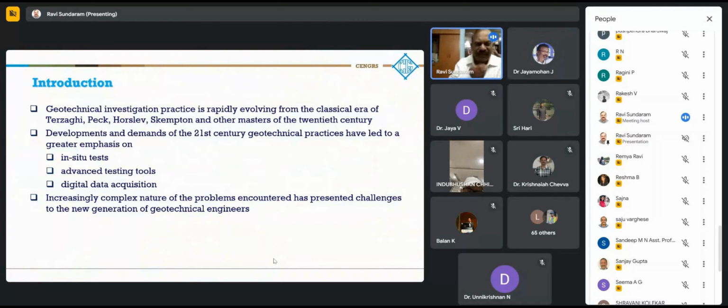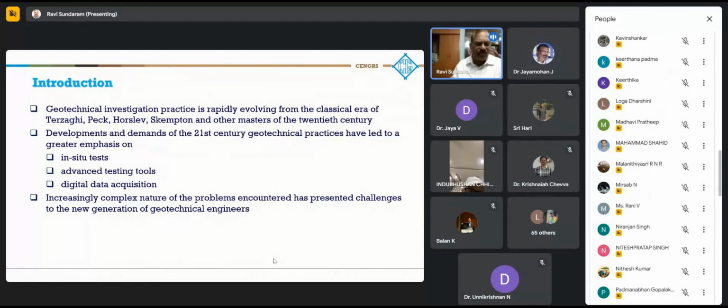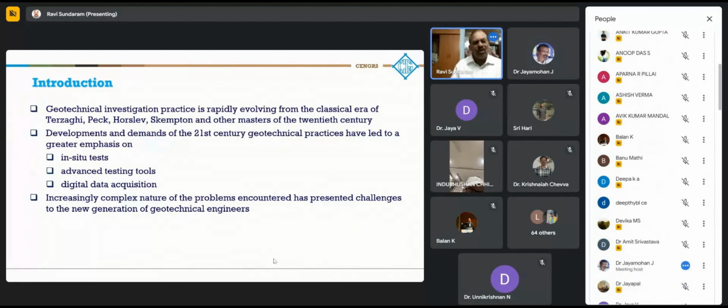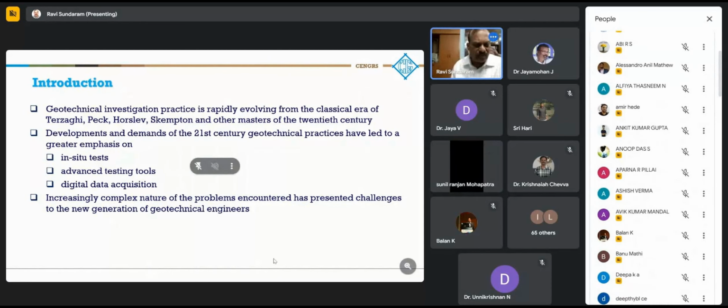As you know, geotechnical investigation practice is rapidly evolving. We had the classical era of Terzaghi, Peck, Hvorslev, Skempton and other masters. Now the 21st century is a little different. Developments and demands of the 21st century geotechnical practices have led to a greater emphasis on in situ tests, advanced testing tools, digital data acquisition. This is becoming fairly important now.